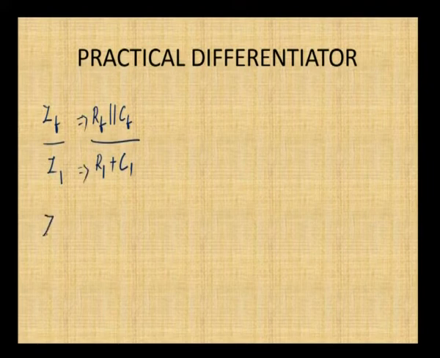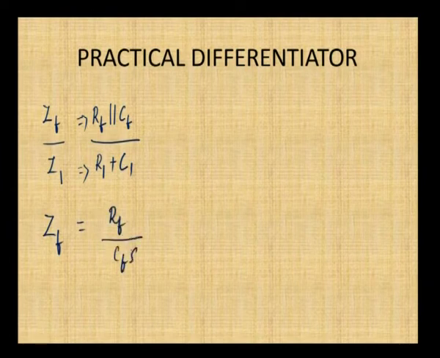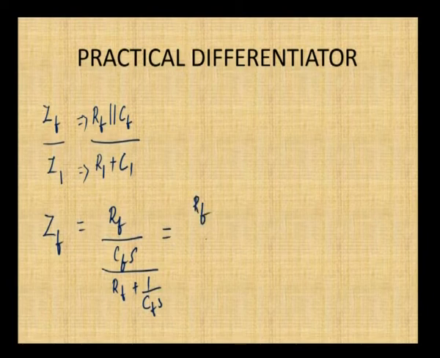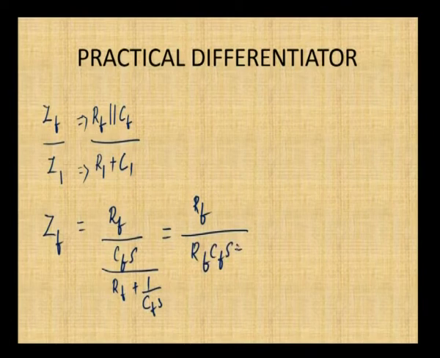So, for ZF, if we calculate it, it is RF into 1 by CFS divided by RF plus 1 by CFS. So, it will be finally RF by RF CFS plus 1, and this CFS here, if you take LCM, CFS will get cancelled, and this is now ZF.